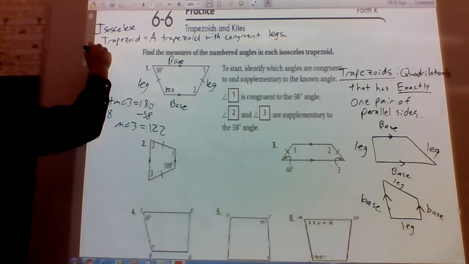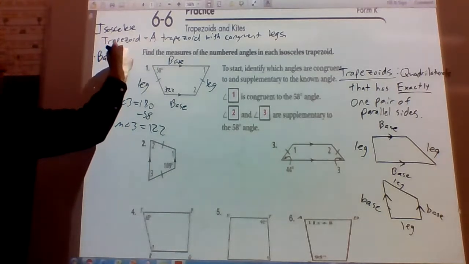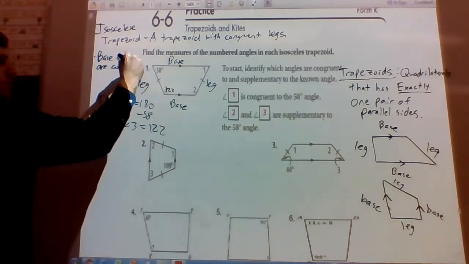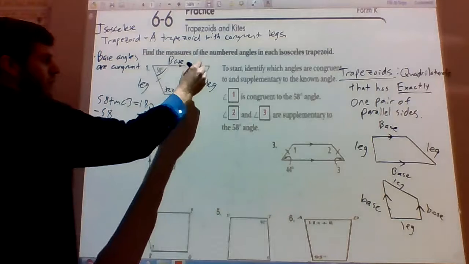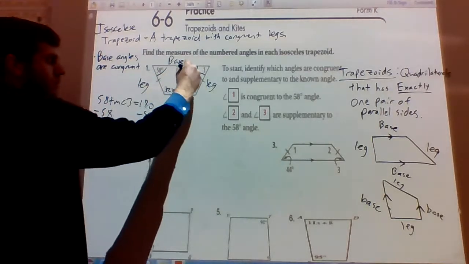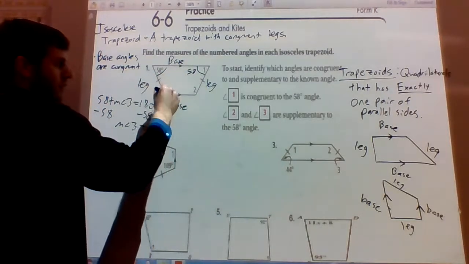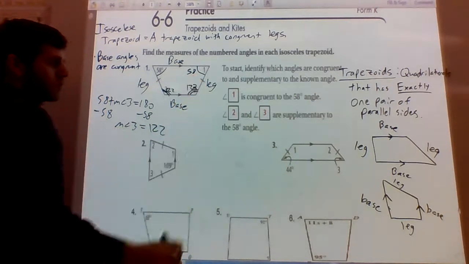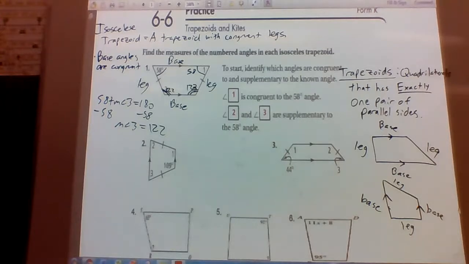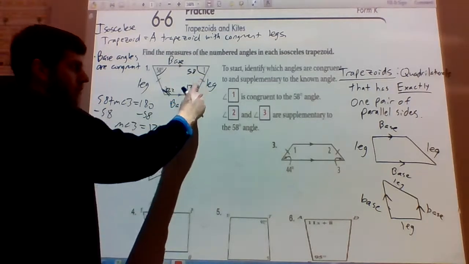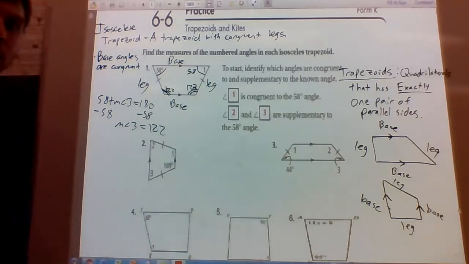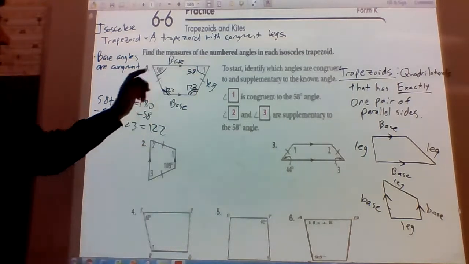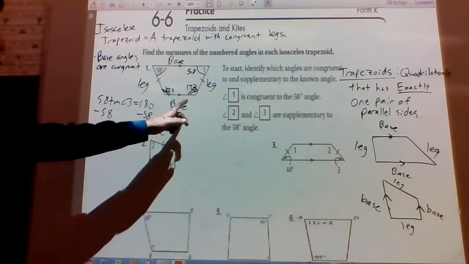So base angles are congruent. So if it's 58, 1 is going to be congruent, so it's also going to be 58. And then 2 and 3 are going to be congruent. So if this one's 122, 2 is also going to be 122. And again, these should be consecutive angles that are supplementary, and they are. 122 plus 58 is 180, just like on the other side. So base angles are going to be congruent.